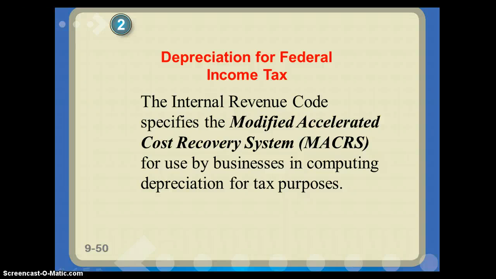We're going to start this lecture talking about depreciation for federal income taxes. When a business does its income taxes for the year, they've got to report what kind of depreciation they have. And no matter what method they've used in their business, straight line, double declining balance, whatever, they have this MACRS code. You'll see Modified Accelerated Cost Recovery System, commonly referred to as MACRS.